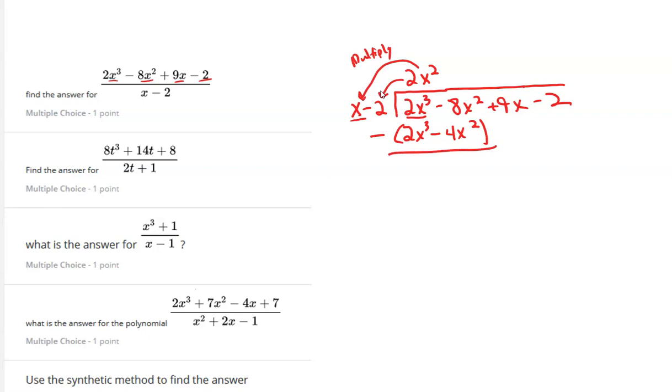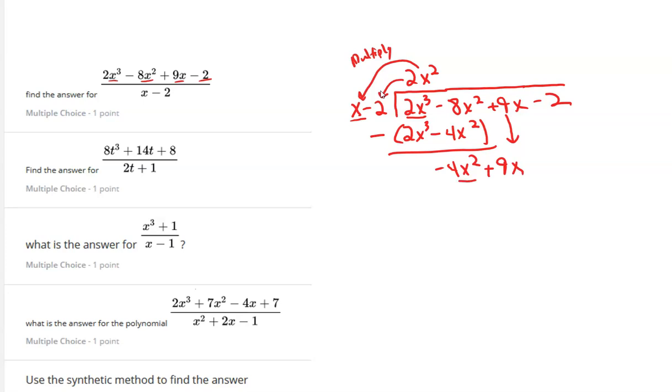All right, and so let's do this. 2x cubed minus 2x cubed, that goes away. Those cancel. And then negative 8 minus negative 4, that's negative 8 plus 4. That is negative 4x squared. And after you do that, just like you would in old school division, you bring the next term down. So it would be plus 9x. And then you start the process again.